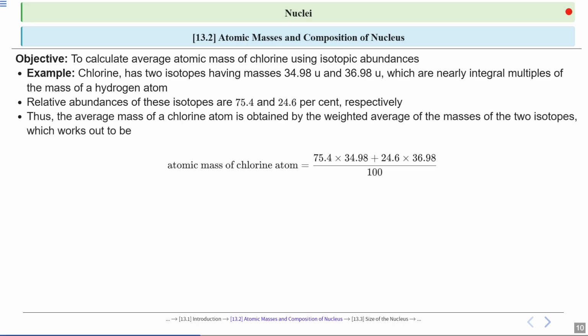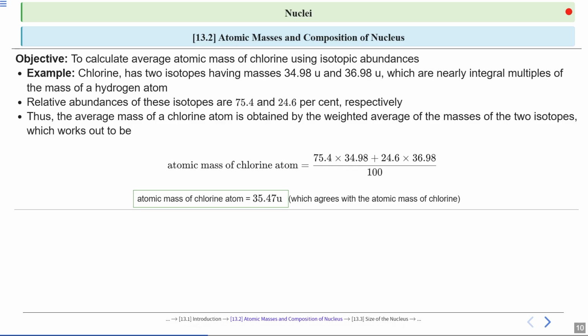To find the average atomic mass of chlorine, we use a weighted average. That means we multiply each isotope's mass by its percentage abundance, add the results and then divide by 100. So the calculation is: atomic mass of chlorine atom equals 75.4 times 34.98 plus 24.6 times 36.98, divided by 100.